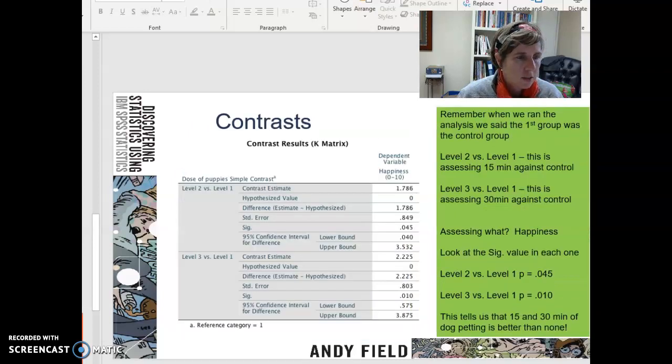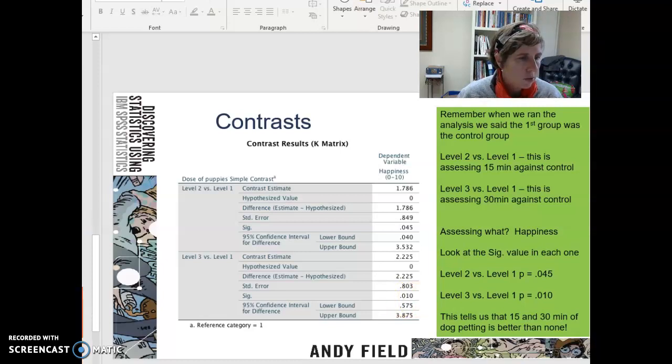If we look at our contrasts here, we've got level 1 versus level 2. Remember, level 1 is considered our control, and that's assessing 15 minutes against control, and we look at our significance value and it's significant. Level 3 is 30 minutes versus control and its significance. This tells us that 15 and 30 minutes of dog petting is better than none.